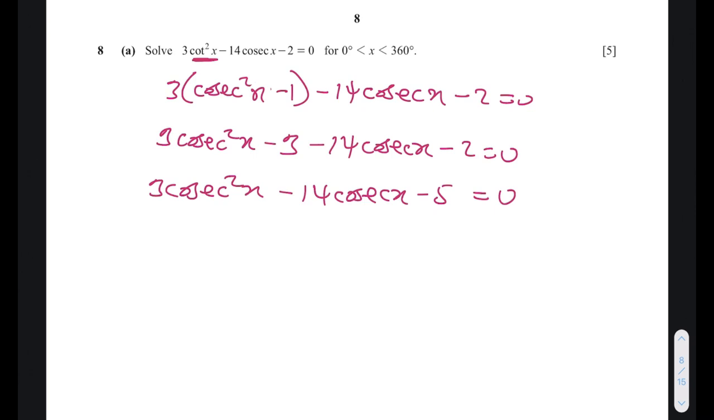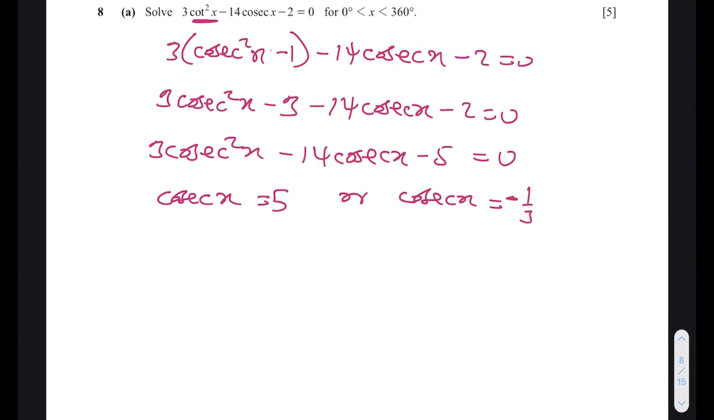So that is here. Okay, so I have 3, negative 14, negative 5. Calculator says cosec x should give us 5, or cosec x should give us negative 1/3. Okay, now let's continue. Now that means that cosec is 1 over what? Sine. So we have sine x is going to give us 1 over 5, and then this will be sine x is equal to negative 3.